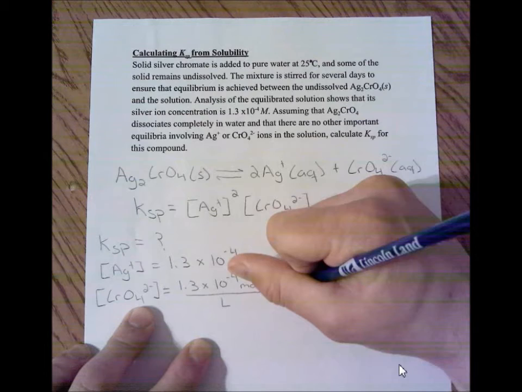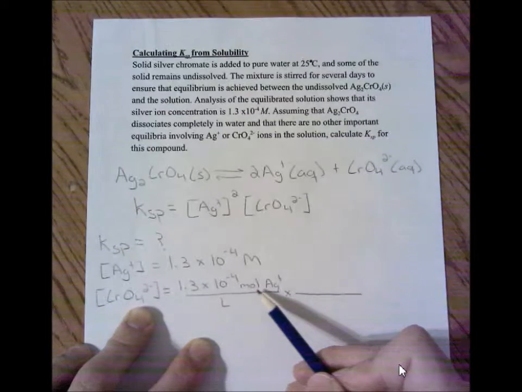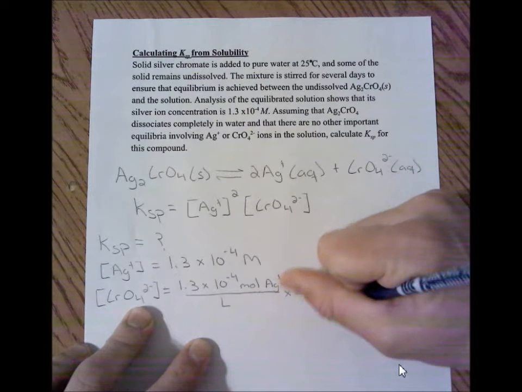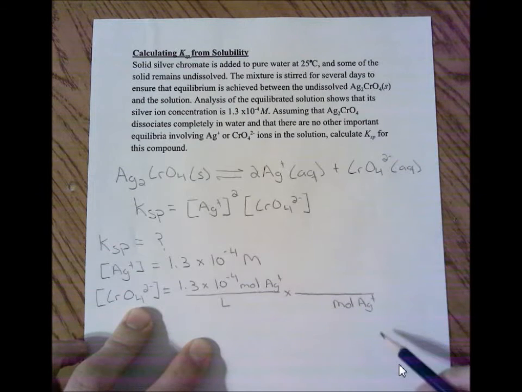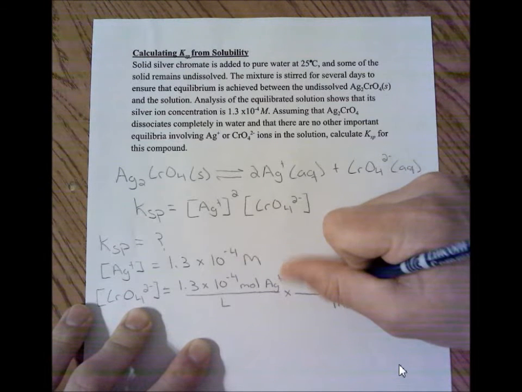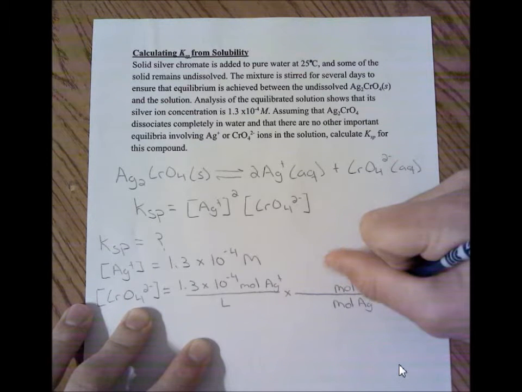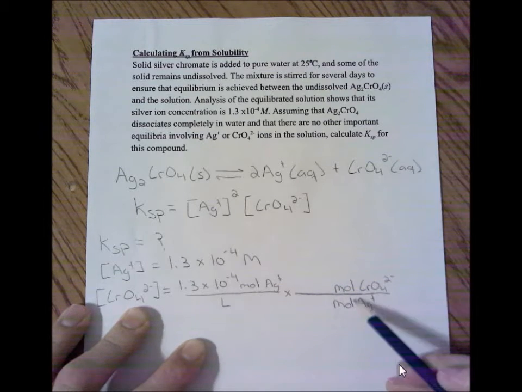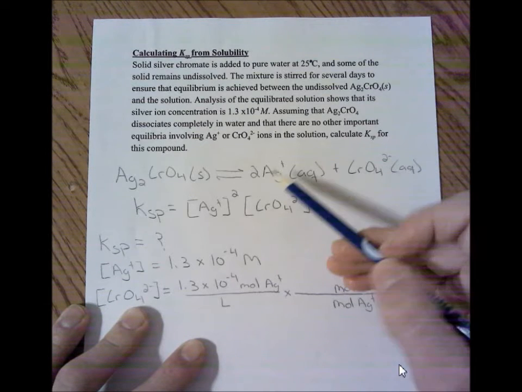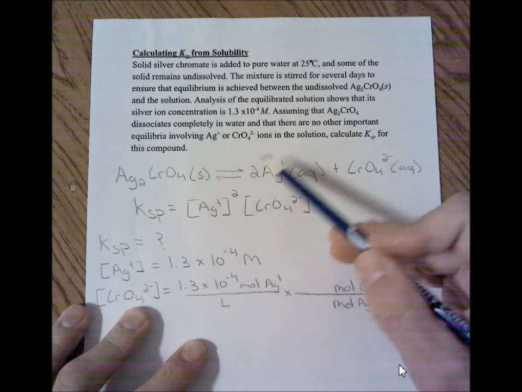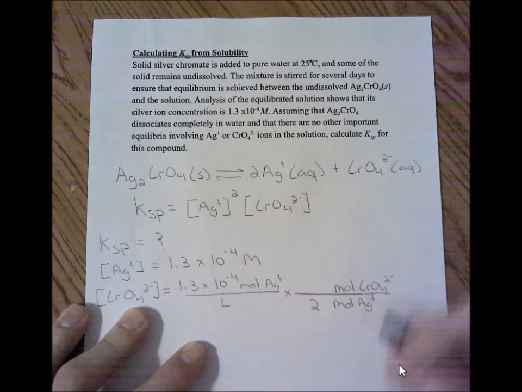Again, I have moles of Ag plus, so that means moles of Ag plus must be on the bottom there to cancel out. And I want to convert to moles of my chromate ion. So I end up with this. Now, again, mole over mole, we use stoichiometry and we find this. We have a stoichiometric value of 2 for Ag plus, so we put that there. And we have a stoichiometric value of 1 for chromate.